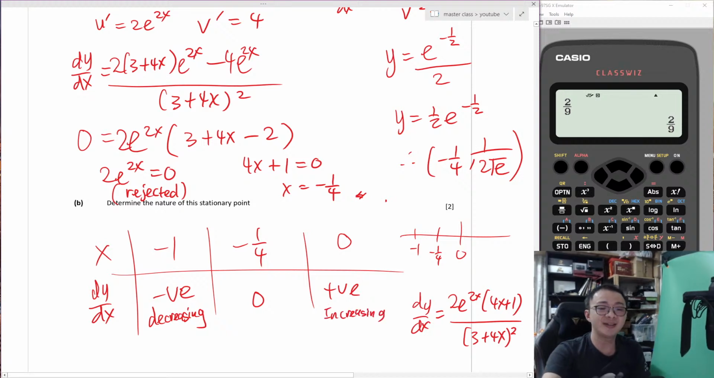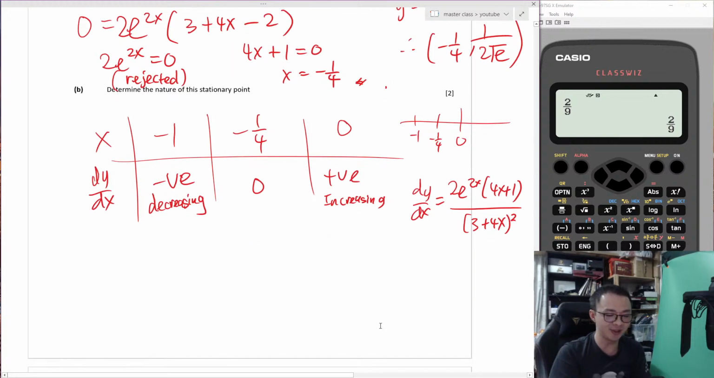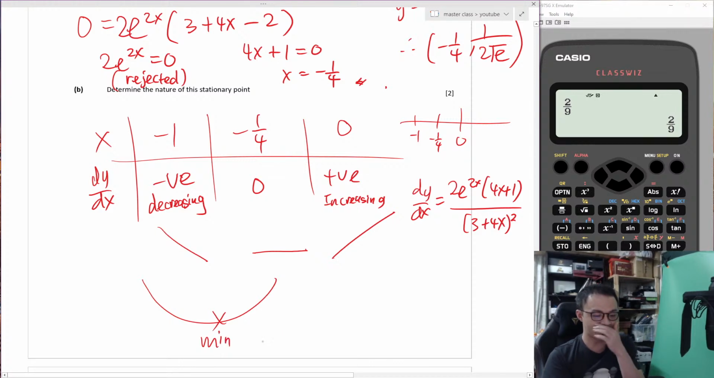Or you can use a sign diagram, I'm not sure. The decreasing will be like this. This is 0. This is increasing. So this one is minimum point. Okay. So therefore negative 1 over 4, 1 over 2 square root e is minimum point.